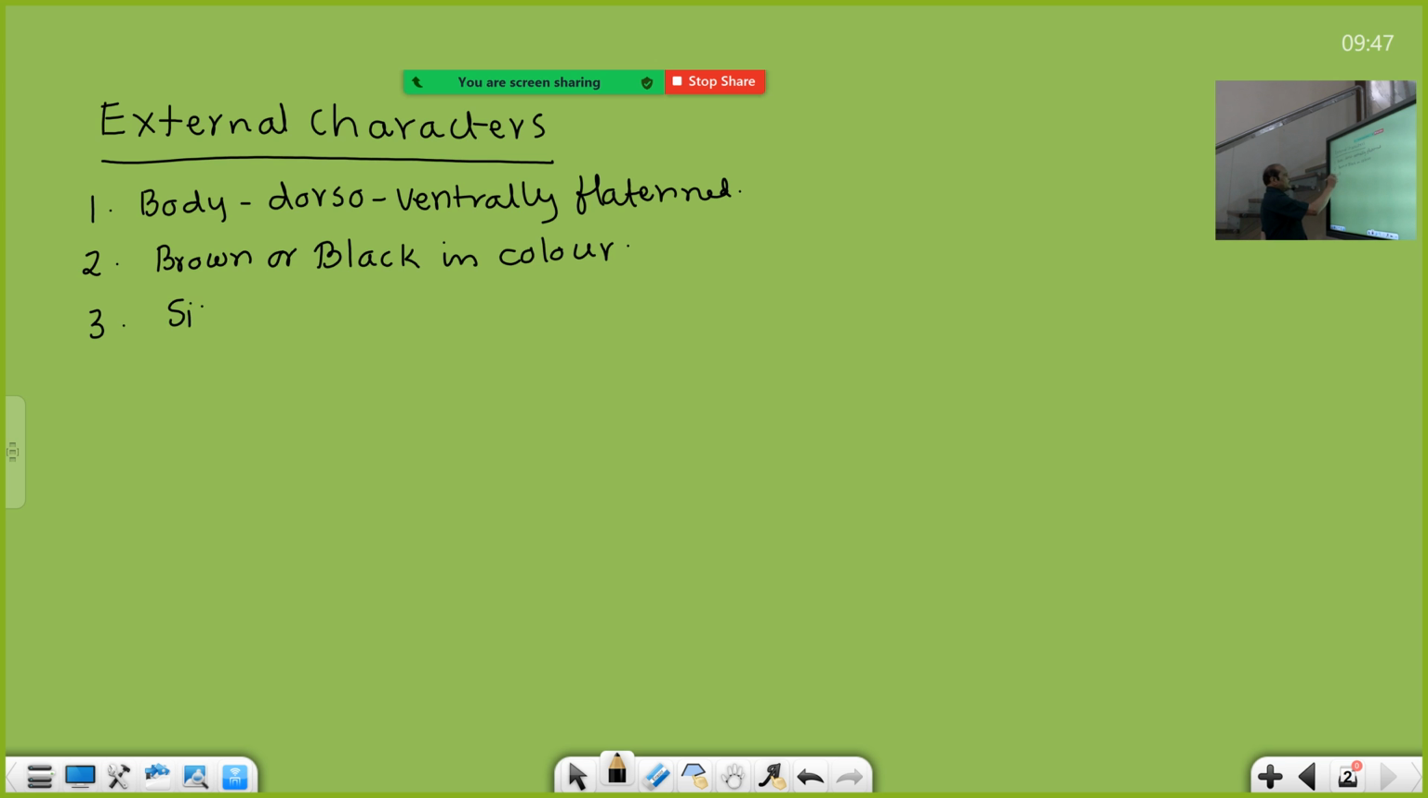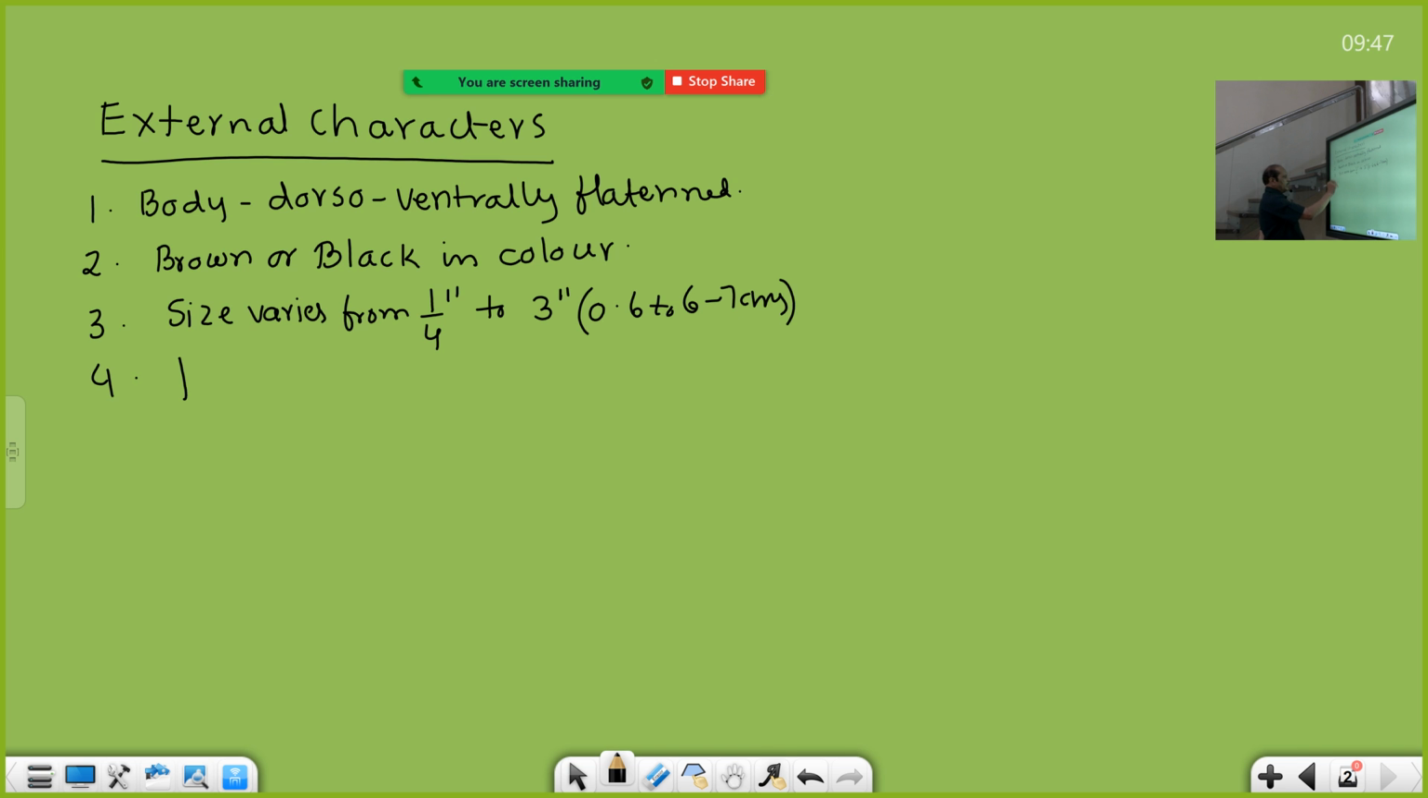The size of the cockroaches varies. Size varies between, this is most important, first paragraph. Now we have entered into the NCERT book. In the first paragraph it is given that size varies from 1/4 inch to 3 inches. If you want it in centimeters, 0.6 to 6 to 7 centimeters. If it is inches, 1/4 inch to 3 inches.